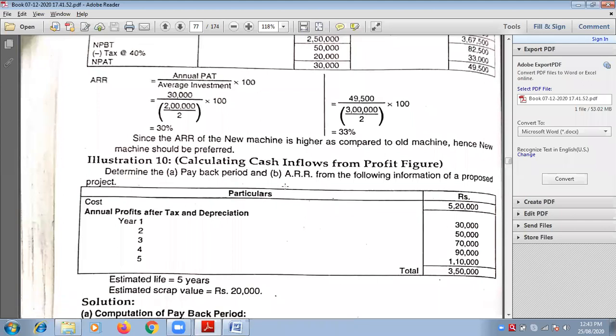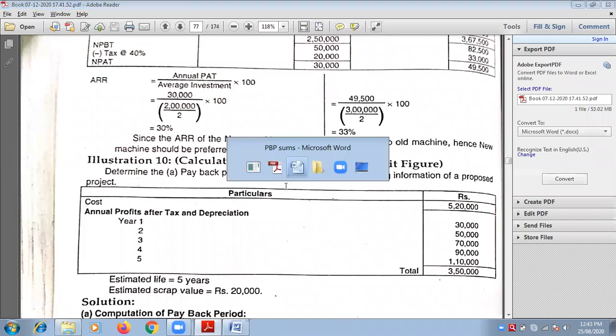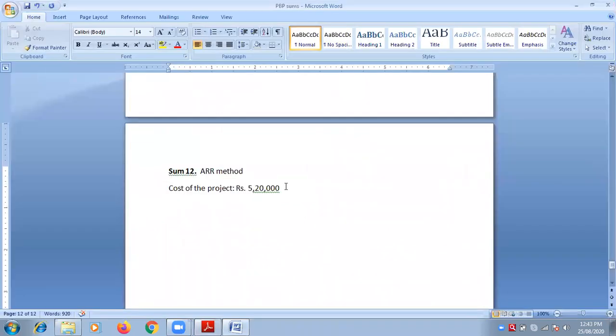If we were doing the payback period method, we would have added back the depreciation. But now, because we need net profit after tax, we don't need to add back the depreciation. So the first step is calculation of average net profit after tax.